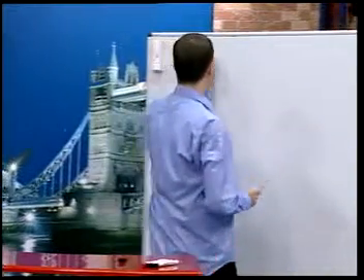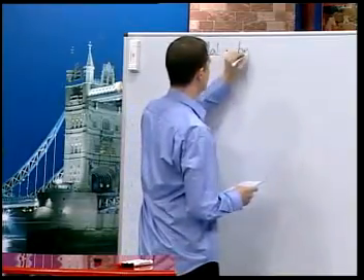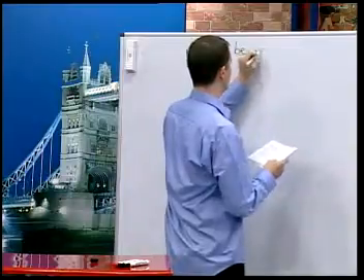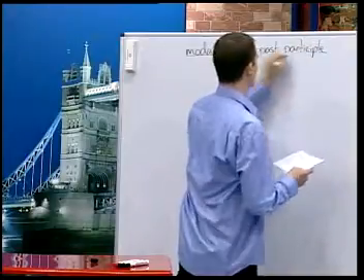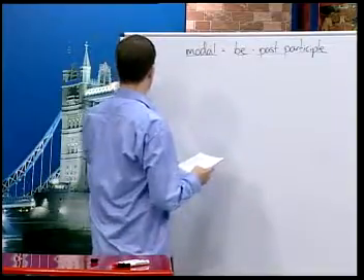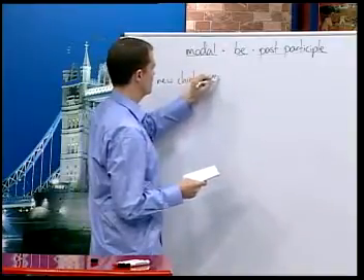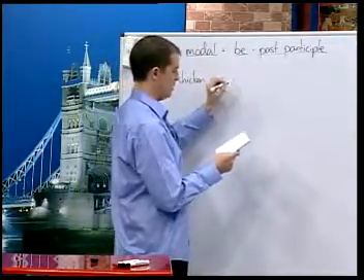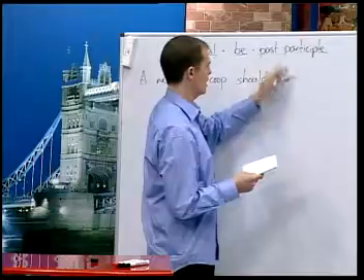Now, to form the passive voice using modals, we use this form. Modal plus be plus past participle. Right, so a new chicken coop, modal should, be, and the past participle, built.